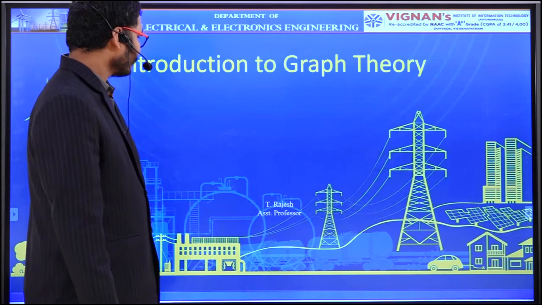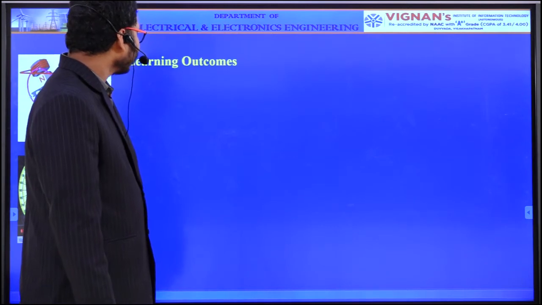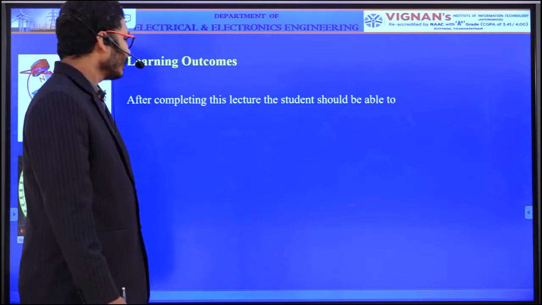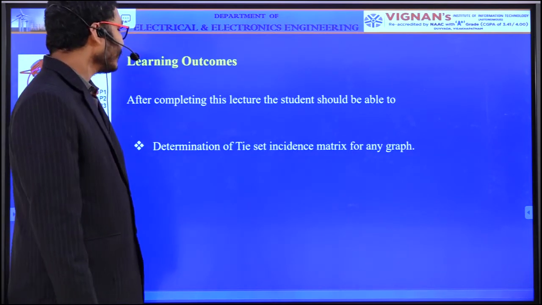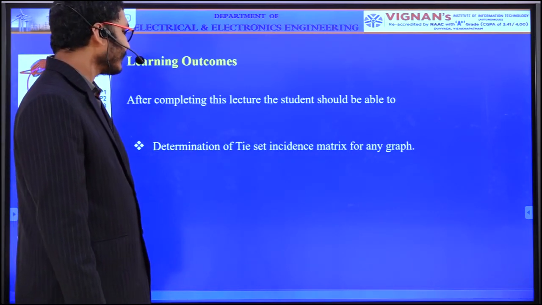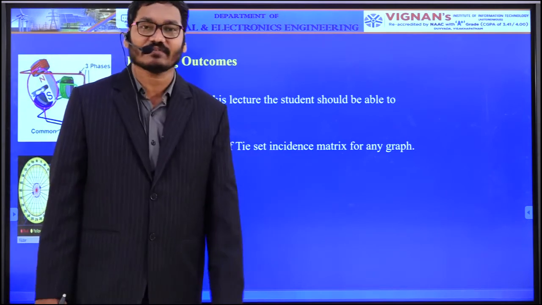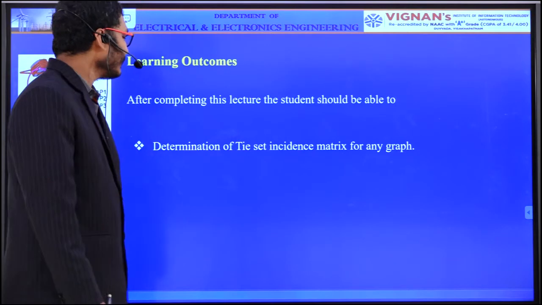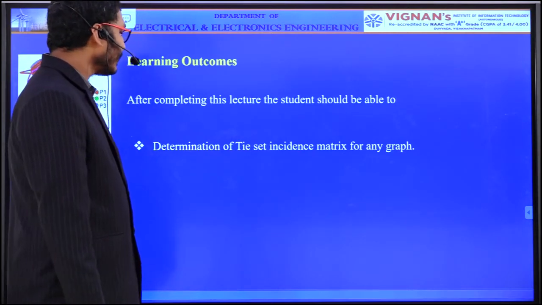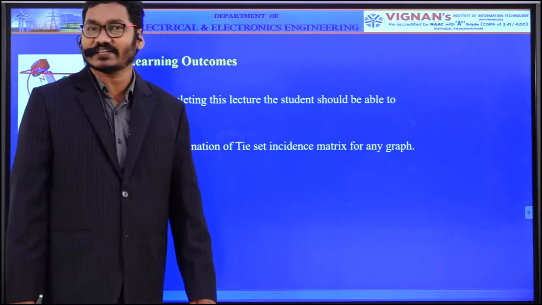Okay, so these are the learning outcomes. After completion of this lecture, you will be able to determine the tie-set incident matrix for any given graph. Similarly, for any given graph, you can find out the cut-set incident matrix.